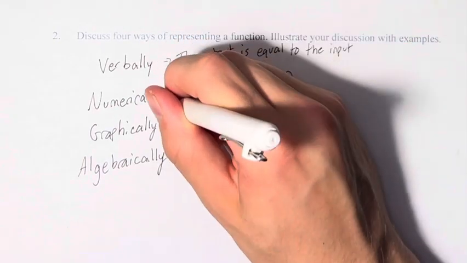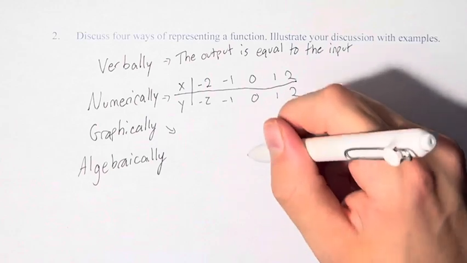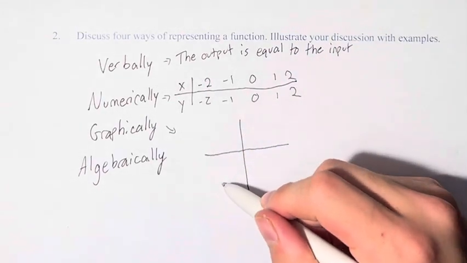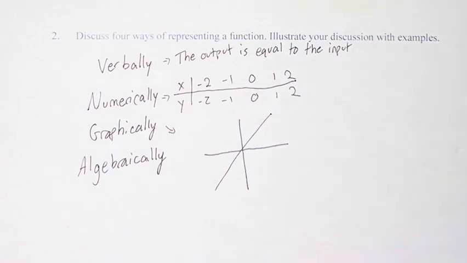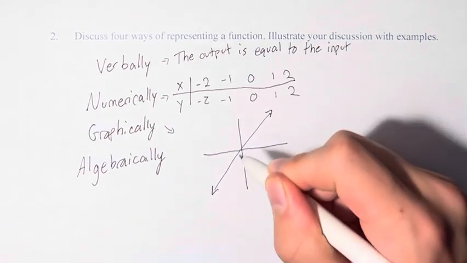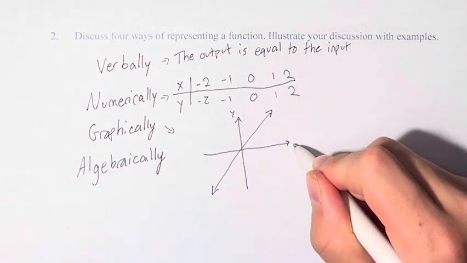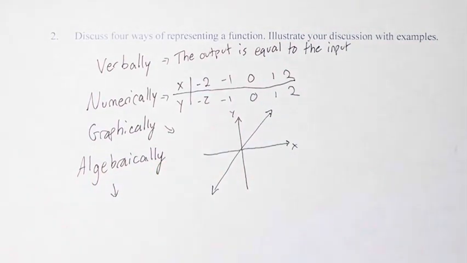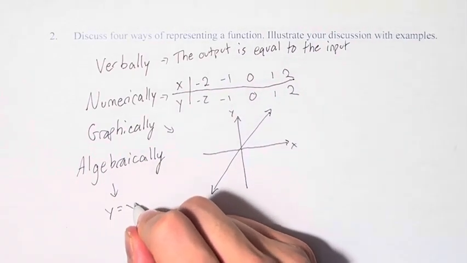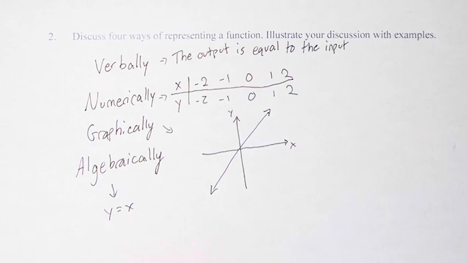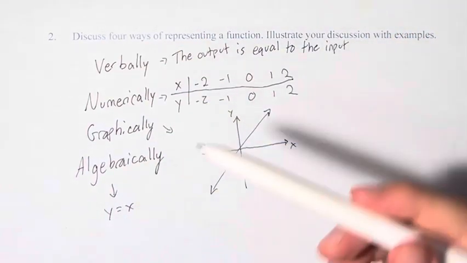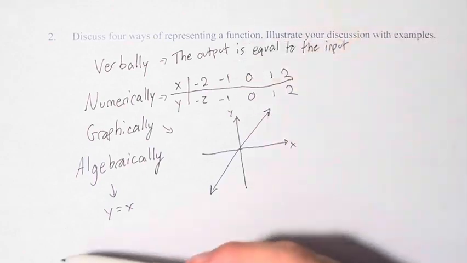Graphically, in the xy plane, we can plot these points. If you do, we find that we get this line in the plane, y over x. And algebraically, the function is represented by the equation y equals x. So these are the 4 ways of representing a function, and an example of one function described each of these 4 ways.